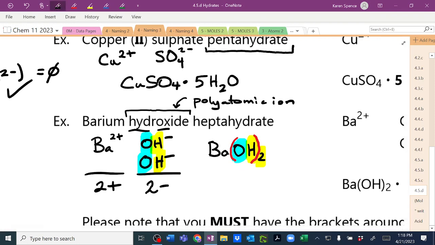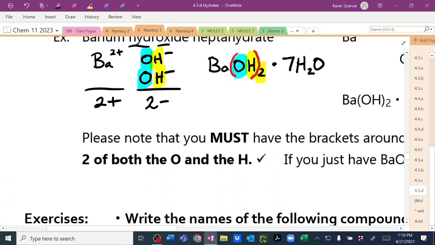And now hepta, what does hepta stand for? 7 hydrate, I write H2O, and in between those two I need to write a dot. Okay, so in the name there's no dot, but in the formula there is a dot. And that's it for today's lesson.